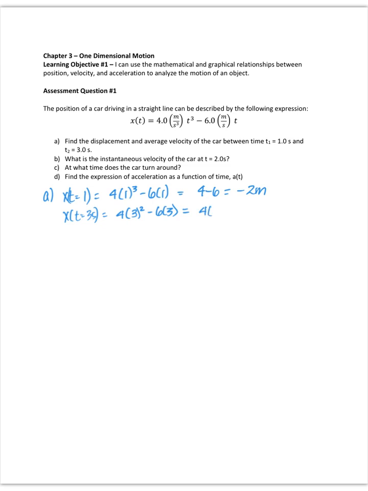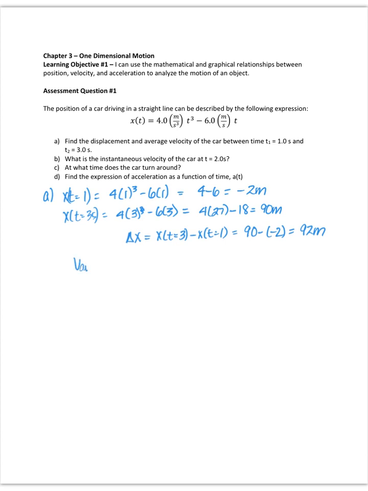So we have 4 times, this is cubed, so this is 4 times 27 minus 18. And if we do that calculation, it turns out that that position is 90 meters. So the first thing we can do is find our displacement, which is the position that it was at 3 seconds minus the position it was at 1 second. So that is 90 minus a minus 2. And so that gives us 92 meters. So our displacement over that time interval was 92 meters.